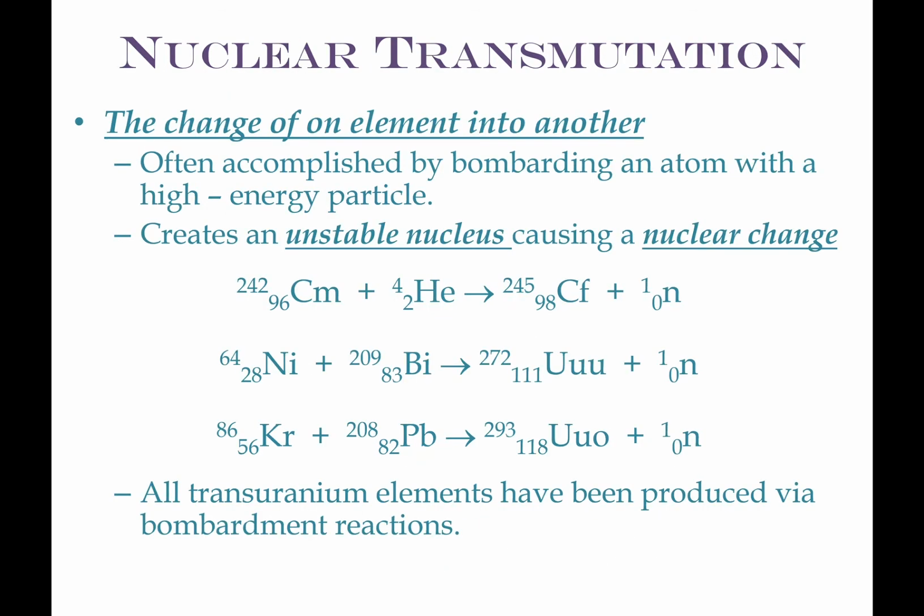Nuclear transmutation. This is where we're changing one element into another element, and we do so by bombarding an atom generally with a very high energy particle. Something that we've been talking about this whole time, we just haven't really been calling it transmutation. When we talk about transmutation, we're going to be creating some type of unstable nucleus, and we do this a lot in our reactors.